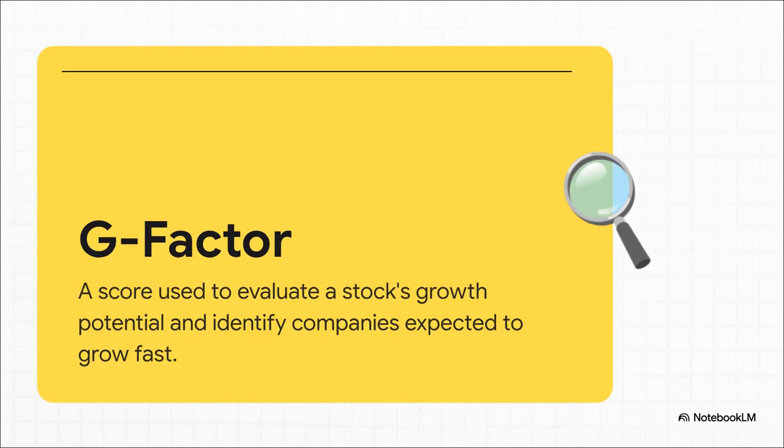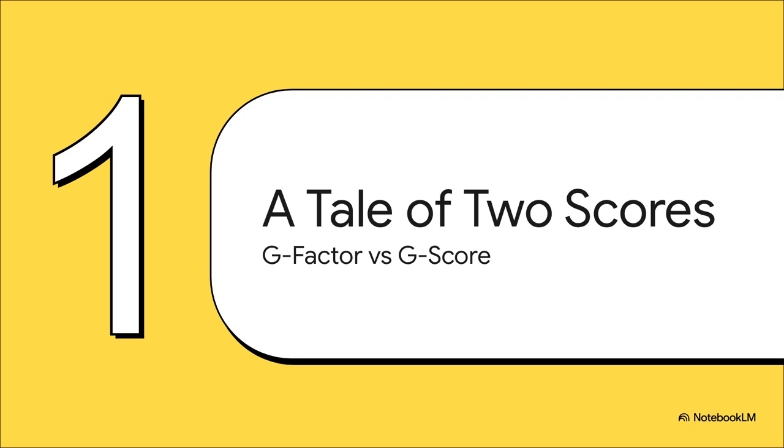See, at a basic level, a G factor is just a general term for any score that helps you find growth stocks. You know, those companies that look like they're ready to grow way faster than the market average. It's a really useful idea. But the problem is that same name gets slapped onto a few different tools. And that brings us to our first big point. This is really a tale of two different scores that just happen to have almost the same name. Getting this part right is the key to understanding the whole thing.